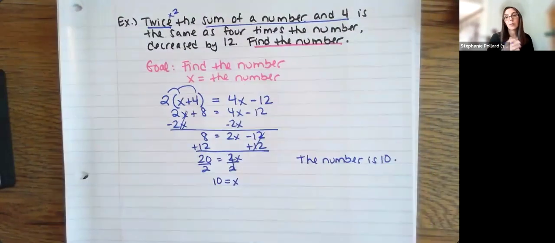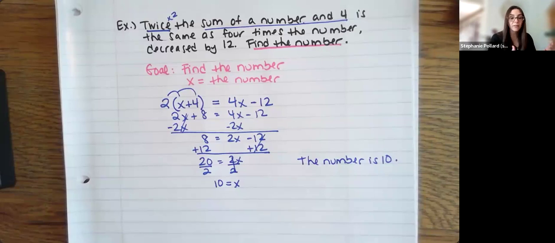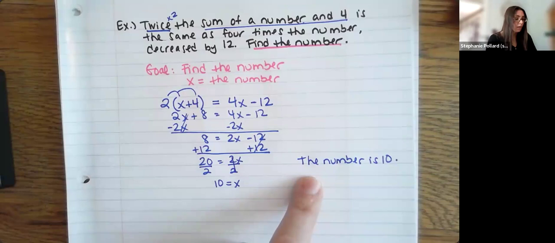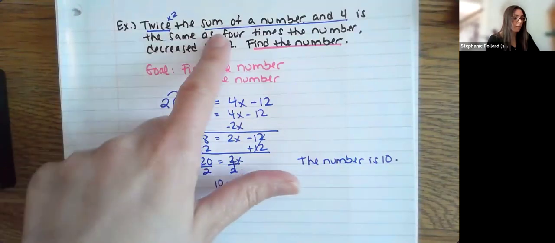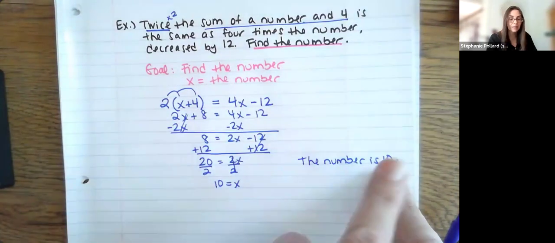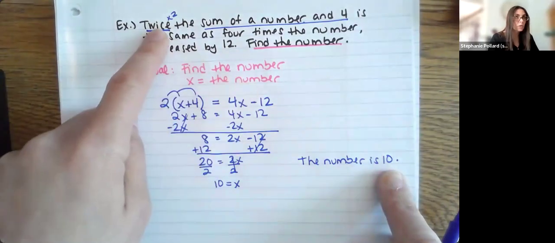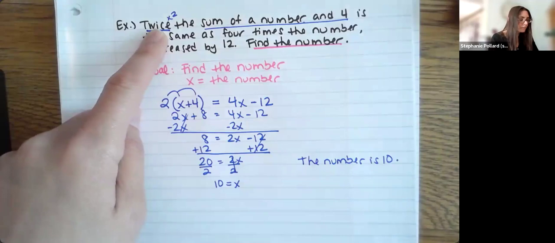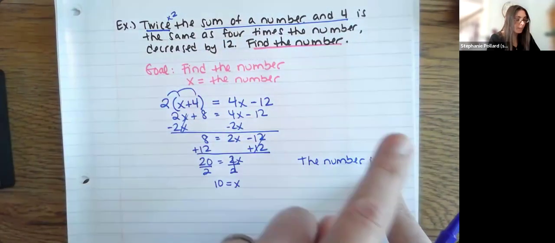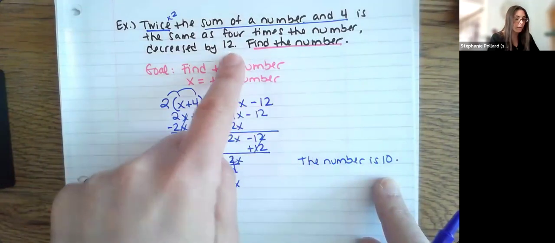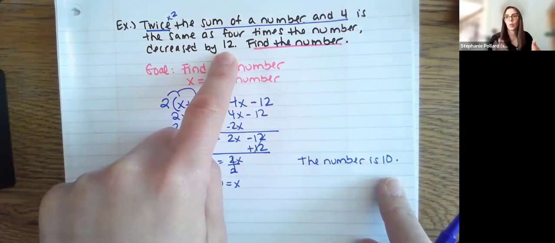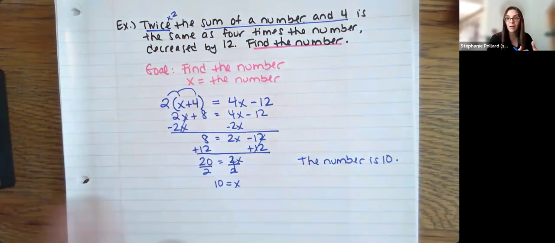And again, I don't have any perfect checks for word problems because you do have to set up the equation on your own, but you can make sure it makes sense. So if I do twice the sum of a number and 4, okay, well, 10 plus 4 is 14. And if I multiply that by 2, I would get 28. Is that the same as 4 times the number decreased by 12? Well, 4 times 10 is 40. If we minus 12 from that, we do get 28. So it does seem like it's working out.